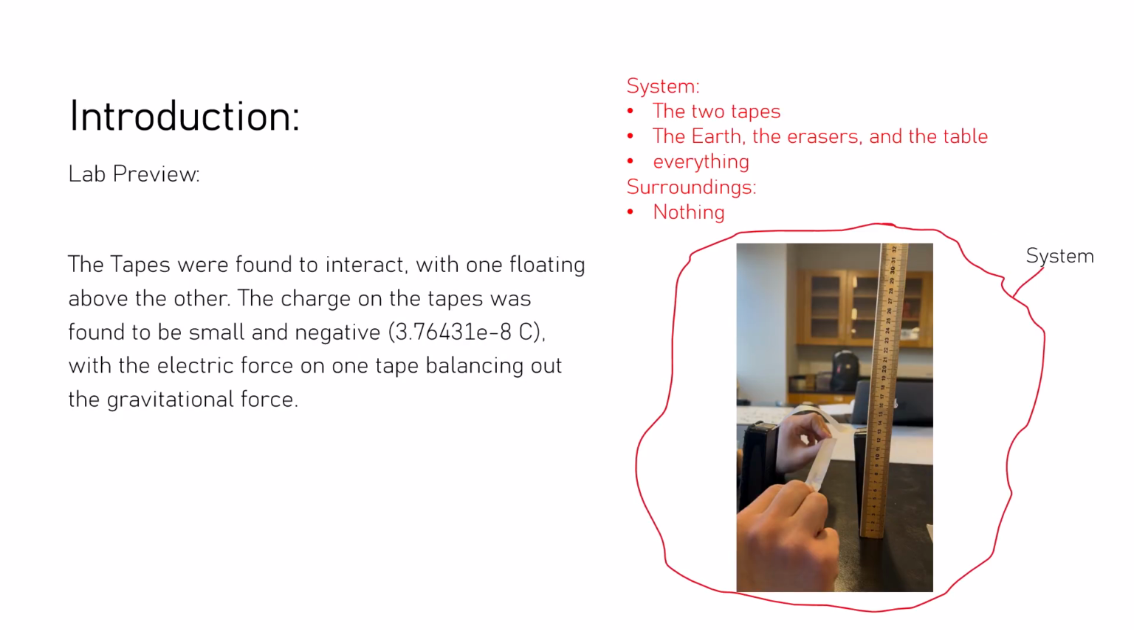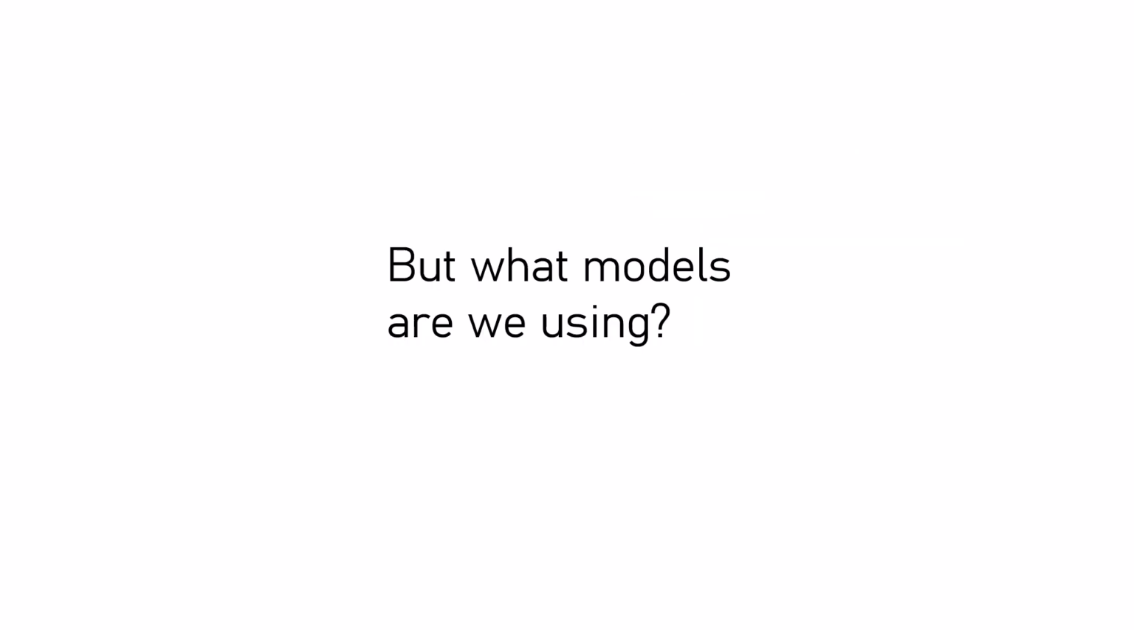So as a little preview, the tapes did interact. One floated above the other, and the charge on the tapes was found to be small and negative, about 3.76 times 10 to the negative 8th coulombs, with the electric force on one tape balancing out the gravity force. And the system was the two tapes, the earth, the erasers, the table, literally everything, whereas the surroundings were nothing. So what models are we going to be using?